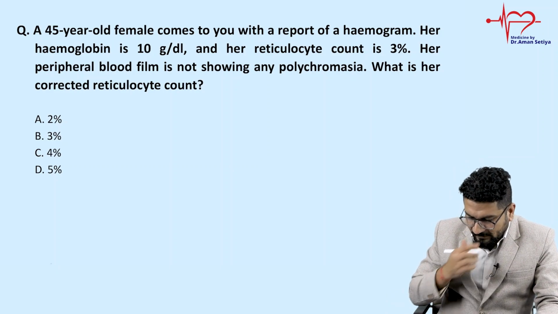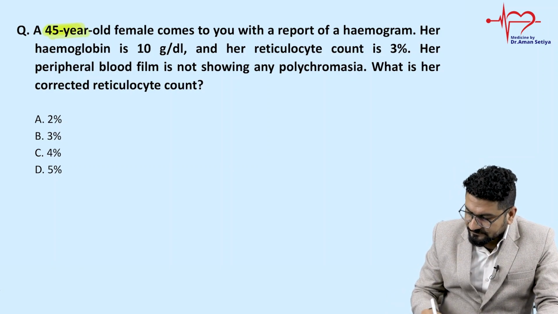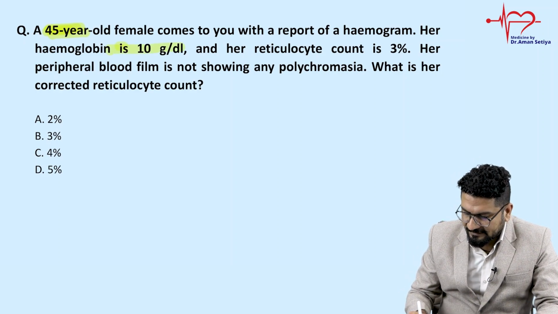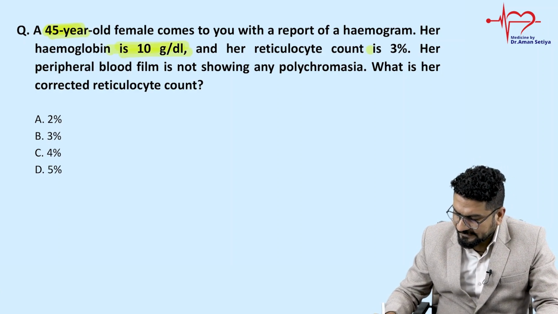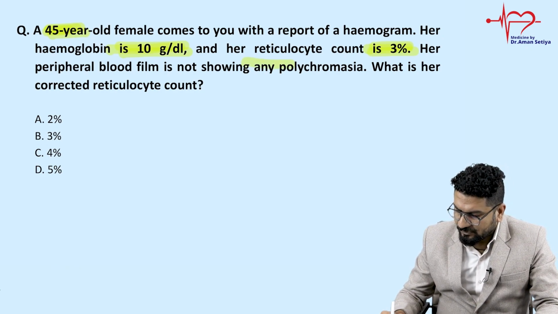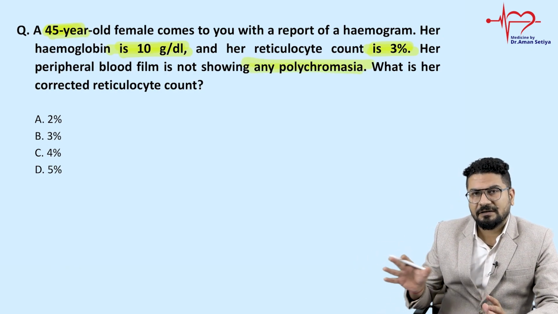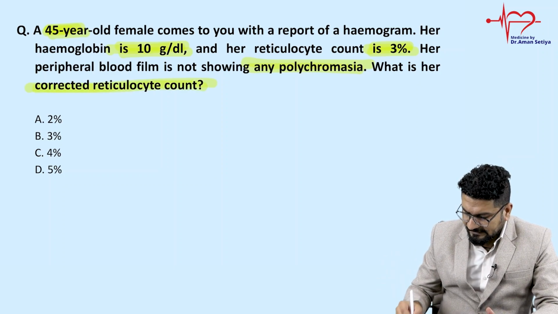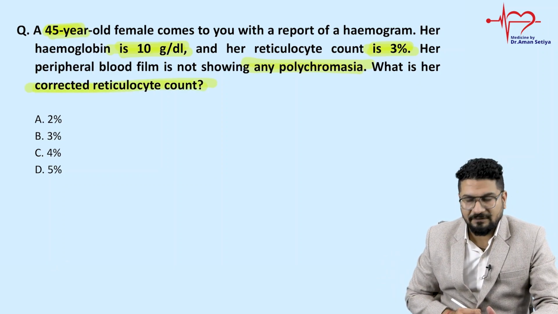Let's see. A 45-year-old female comes to you with a report of hemogram. In that hemogram, hemoglobin is 10. Reticulocyte count is 3%. Peripheral blood smear is not showing any polychromasia, means there is no finding in peripheral smear. So what is the corrected reticulocyte count? This is a simple formula-based question that they have asked.